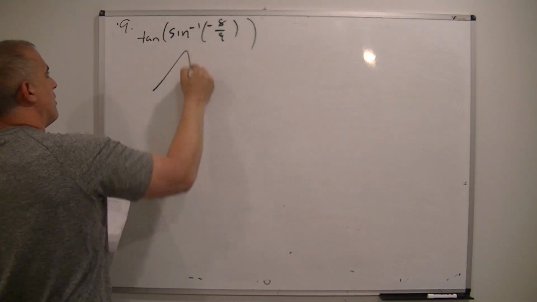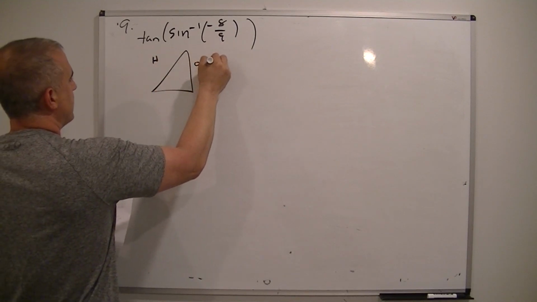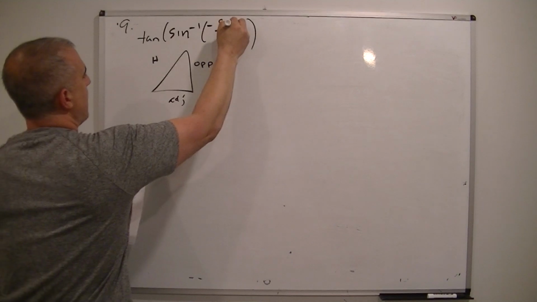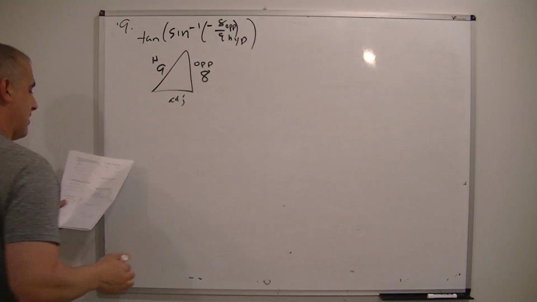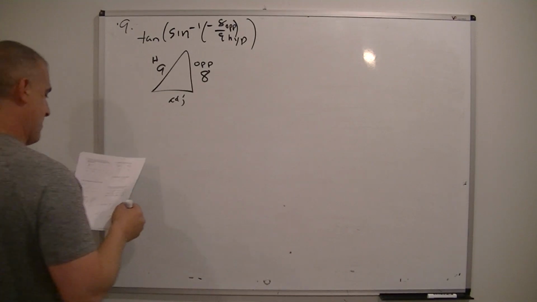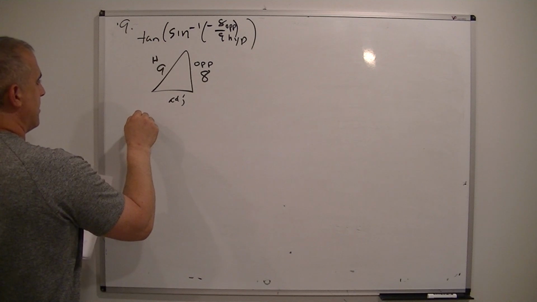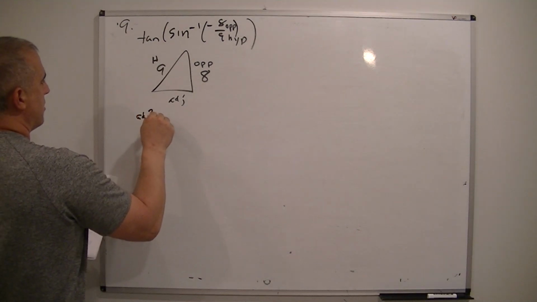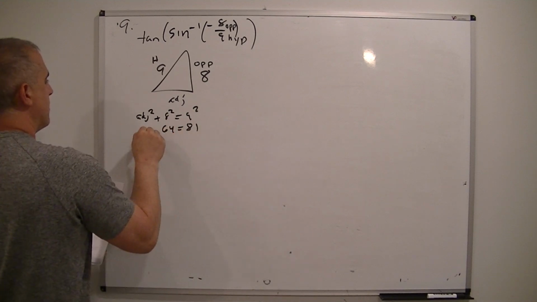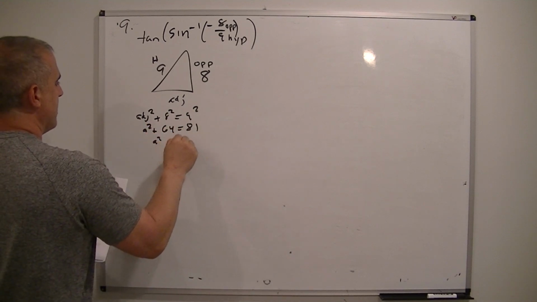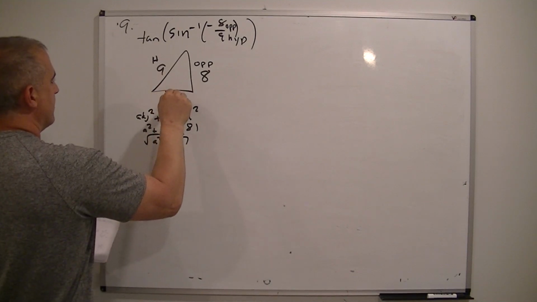So what you would do is draw this little triangle here. We've drawn this all year, where this is the hypotenuse, the opposite, and the adjacent. This would be opposite, and this would be the hypotenuse. So I got 8 and 9. If I do Pythagorean theorem here, that would be the adjacent squared plus 8 squared equals 9 squared, 64 and 81. That would be 17. Square root of 17 would be the adjacent side.